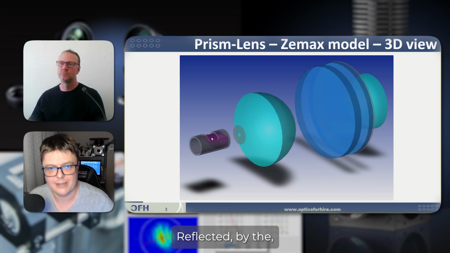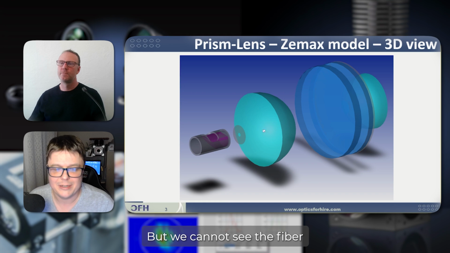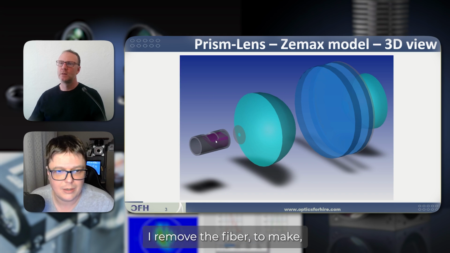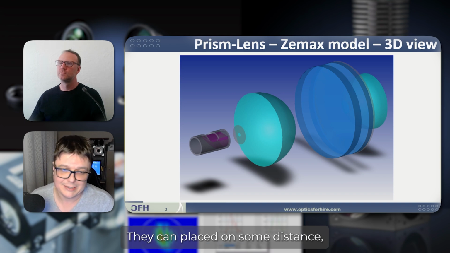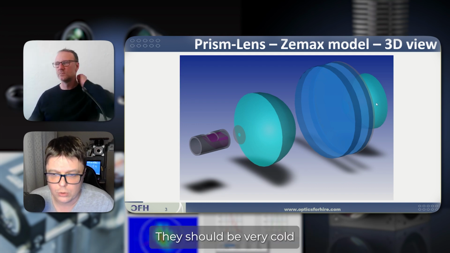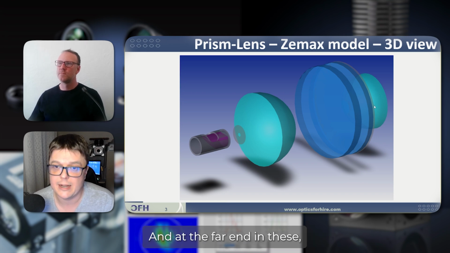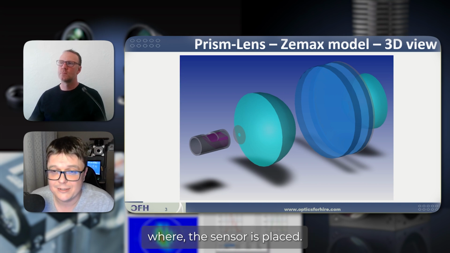Then the radiation is reflected by the prism and into the fiber, but we cannot see the fiber in this model. I removed the fiber to make simulations faster, and these lens assemblies can be placed at some long distance from this gray tube, and this assembly contains 4 lenses. They should be very cold so as not to add any noise to the sensor, and at the far end in this slide, somewhere there, the sensor is placed.